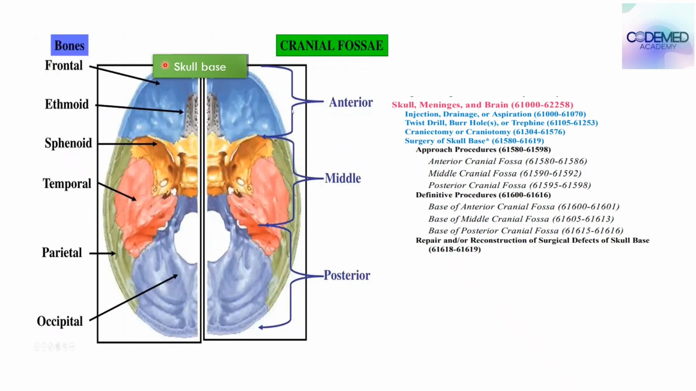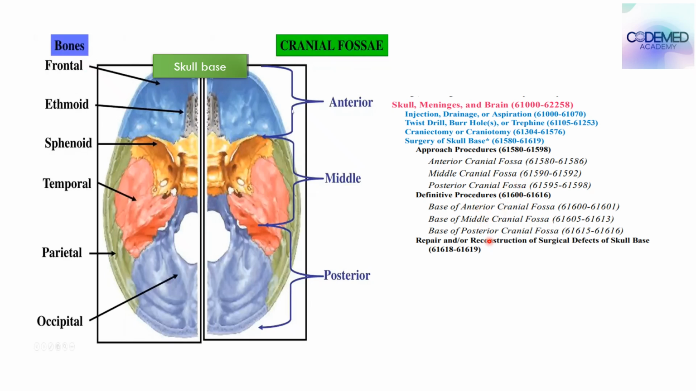anterior cranial fossa, and then the middle cranial fossa, which is mainly formed by the yellow colored sphenoidal bone, and then the temporal bone, and even the parietal bone. And this is the occipital fossa, which mainly consists of the occipital bone. So these are the three cranial fossa, and if you see the code range, you will see that the code range also has the names anterior cranial, middle cranial, and posterior cranial fossa.